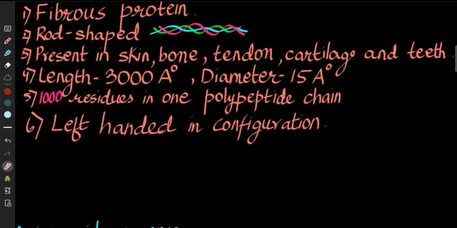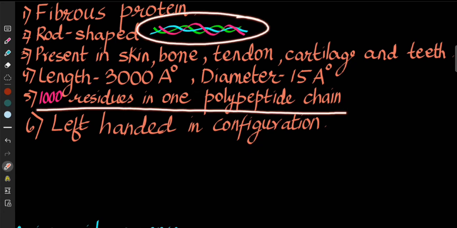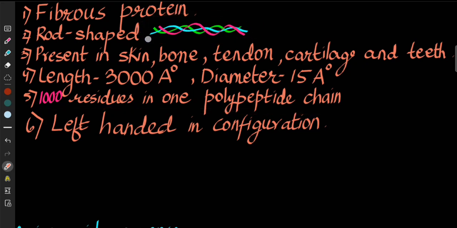And as you can see over here, there are three polypeptide chains, right? One is in blue, one is in green, and the other one is in pink. So we have three polypeptide chains, and each polypeptide chain is made up of 1000 amino acid residues.